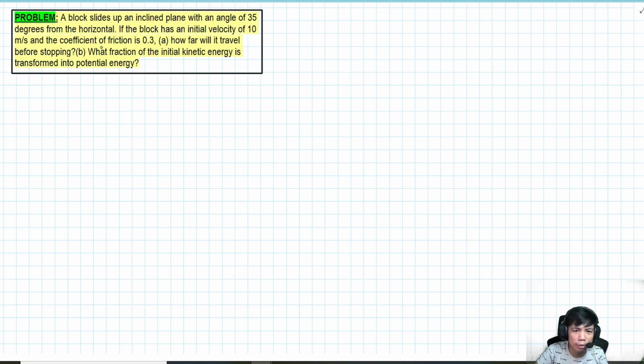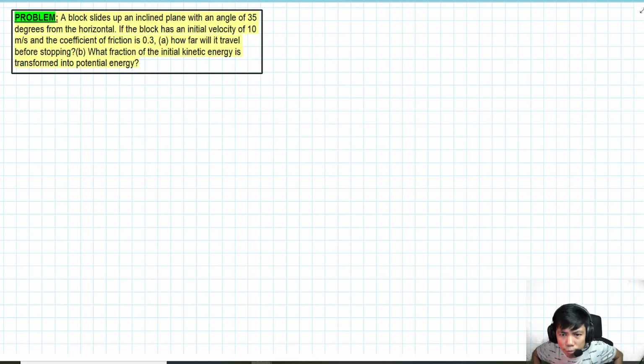Okay, so the problem is, a block slides up an inclined plane with an angle of 35 degrees from the horizontal. If the block has an initial velocity of 10 meters per second and the coefficient of friction is 0.3, okay, so the required are: how far will it travel before stopping? And then the second question is, what fraction of the initial kinetic energy is transformed into potential energy?